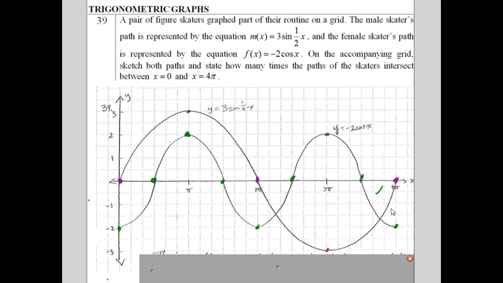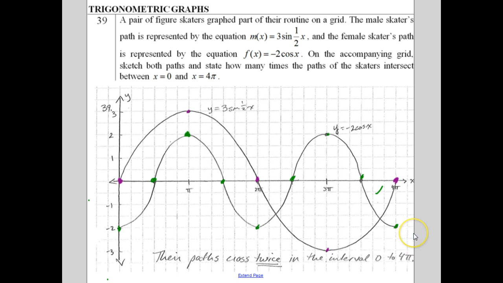So the question wasn't just to make the graphs, the question was how many times the paths of the skaters intersect, and we can say the paths cross twice in the interval 0 to 4 pi.